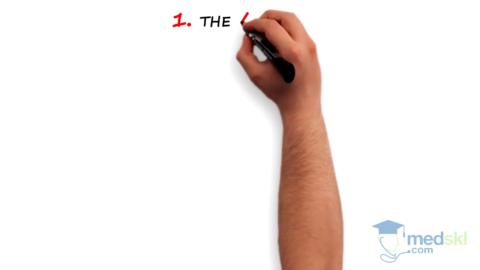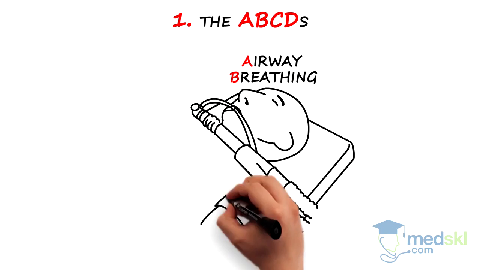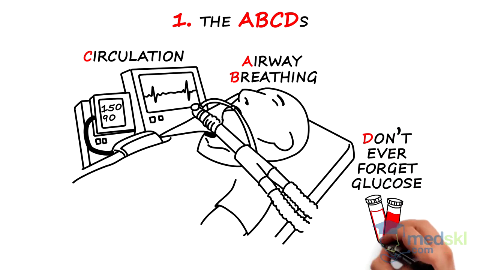1. Consider the ABCDs. Is the airway secure? A comatose patient may not be able to protect her own airway, and therefore may need to be intubated. High blood pressure and a low heart rate can point to elevated intracranial pressure. Always check the glucose.